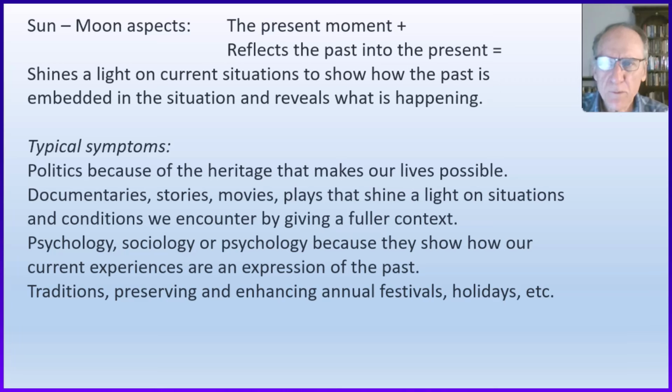And what we're going to do here in part two is talk about the moon in aspect to any other planet. Let's do sun-moon first. Sun means the present moment. Moon means reflecting the past into the present. I add those two together, present moment plus reflects the past into the present, equals what? What it does. And again, before I tell you, let me just repeat this.